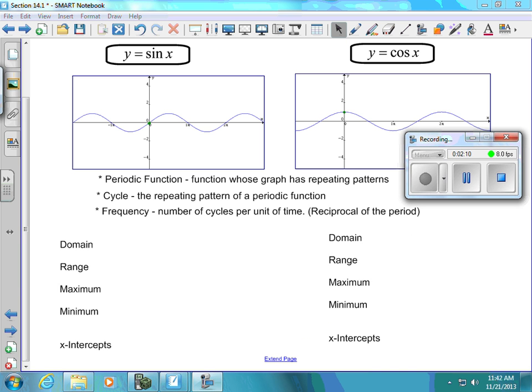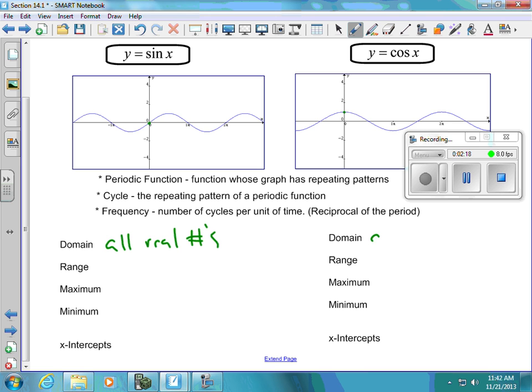The domain for both of these is all real numbers. There is no limit on what we can plug into a trig function, at least the sine and cosine ones. Tangent is a little different. The range, we just talked about that. They range from -1 to +1. So all your y's are going to be somewhere between -1 and +1.